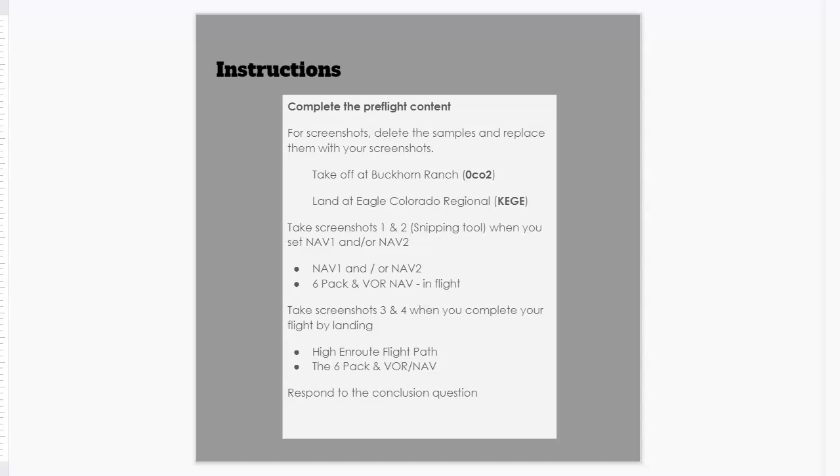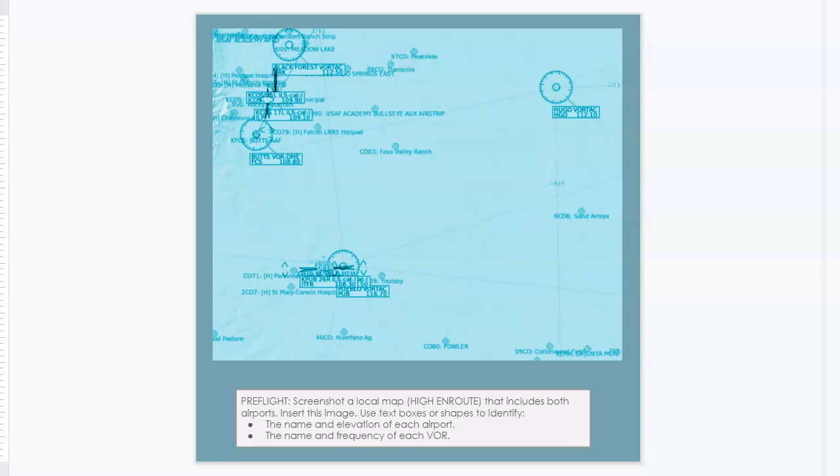Okay, let's look at the stuff you have to collect. On this one, you have to take a screenshot of the map showing where you're flying from and to, and you have to give me some information about the elevation and the VOR frequencies that you plan on using. So use text boxes or shapes to put those in.